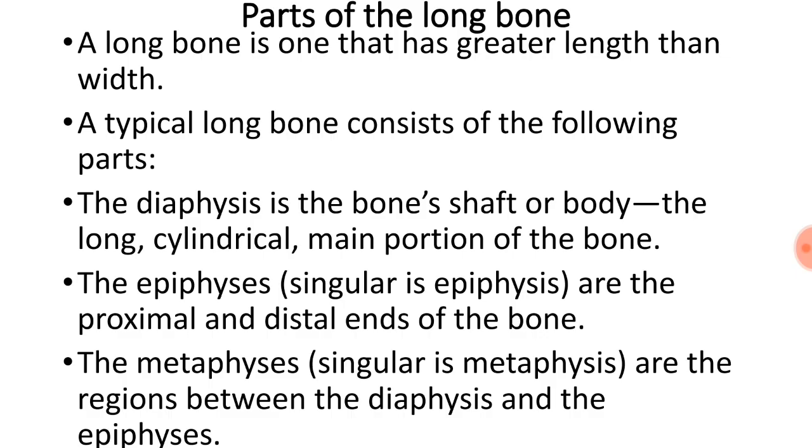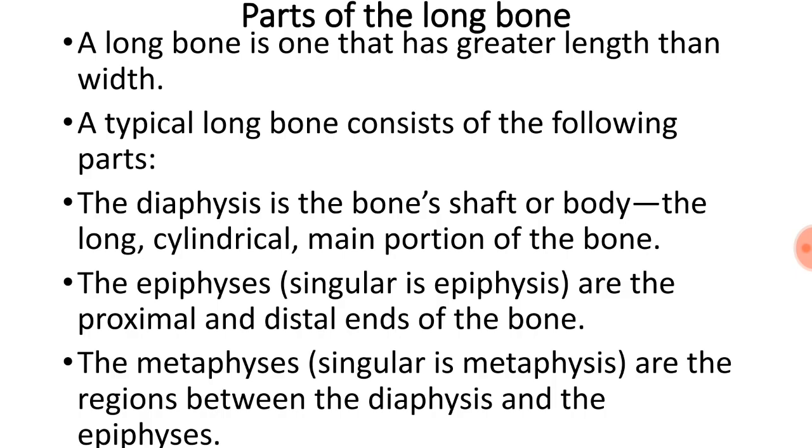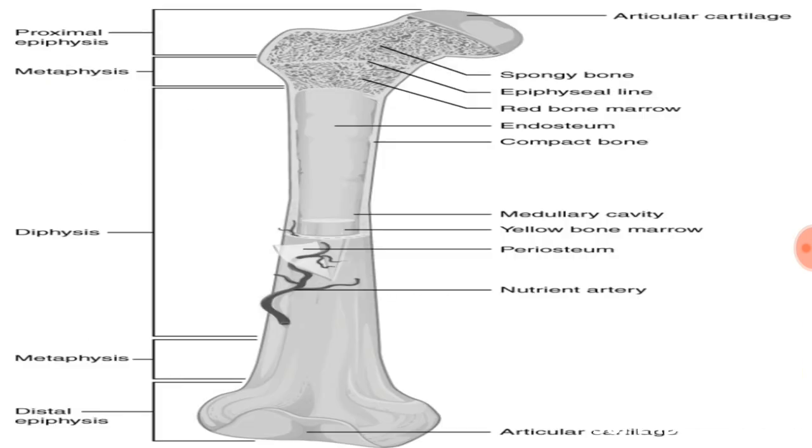And also we have metaphysis, singular metaphysis, the regions between the diaphysis and the epiphysis. This one, this metaphysis and the metaphysis. So we have diaphysis, epiphysis, metaphysis and the other parts of the long bones ambazo zinahakikisha anatomy and physiology of the bone inakuwa okay.